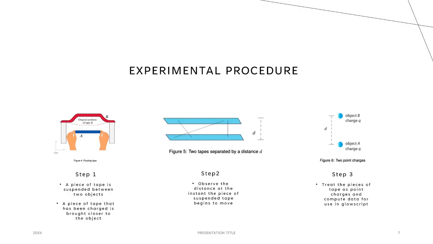The experimental procedure is shown as follows. Step 1, which is to suspend a piece of tape between two objects and begin bringing a piece of tape that has been charged closer to that object. Step 2 is to observe the distance at the instant the piece of the suspended tape begins to move, and that would be your separation distance. Step 3 is to treat the pieces of tape as a point charge and compute data for use in GlowScript.